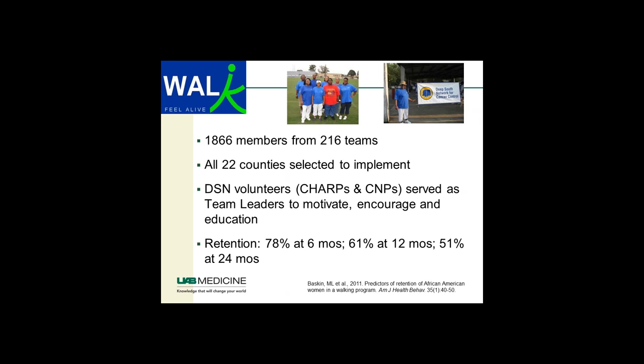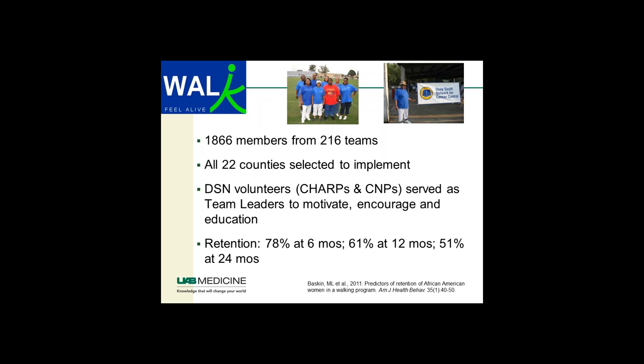And then, if there was a walk program, this is an evidence-based program, originally developed through the Minority Health and Health Disparity Center here at UAB, where close to 1,900 members from over 200 teams got together, and they would walk on a regular basis. Individuals were given T-shirts, chronometers, and little cards to write down their steps, and they were given goals of 10,000 steps a day. And they kept up with that.